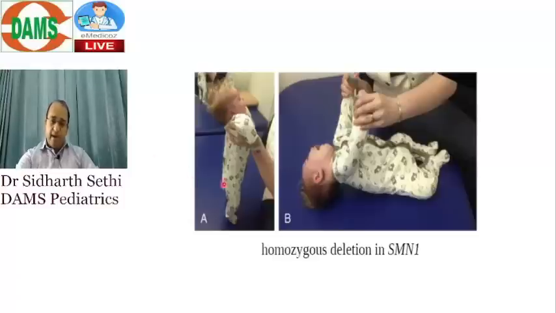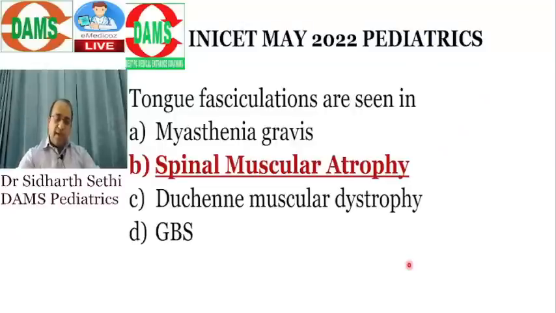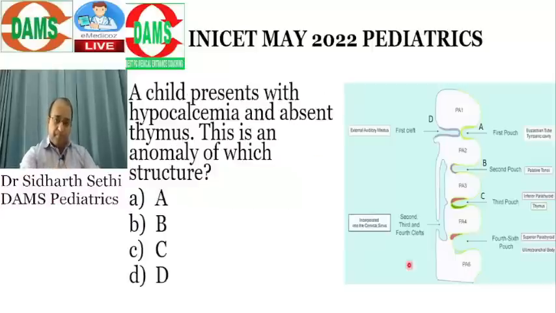We diagnose it by homozygous deletion of the SMN1 gene. Okay. Remember, this is a very important topic. Read about the new gene therapies in SMA, and this will also come in your exam because this is the in thing right now in the world. The costliest drug in the world is now the gene therapy for spinal muscular atrophy.